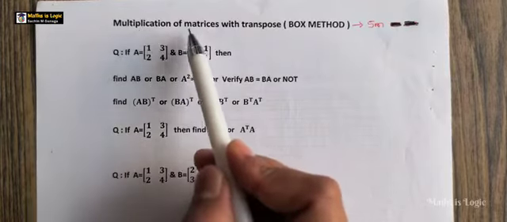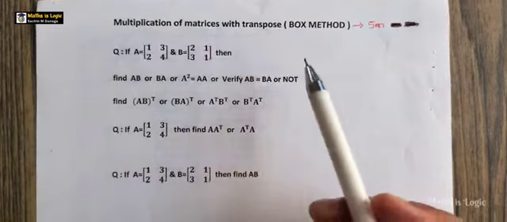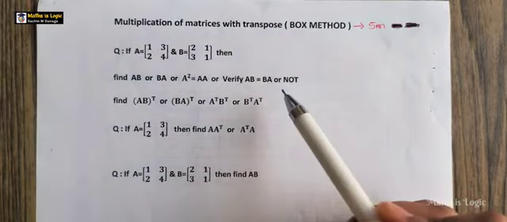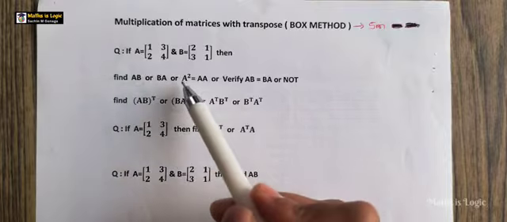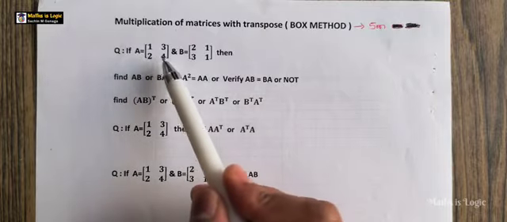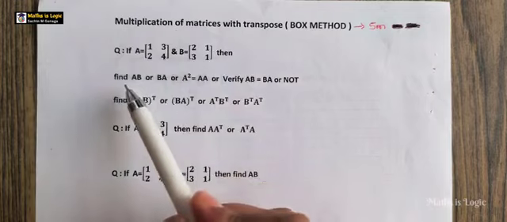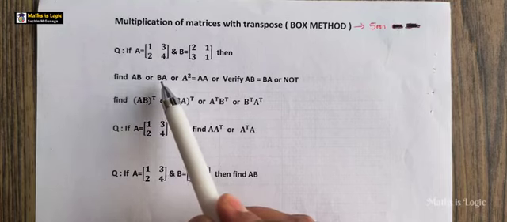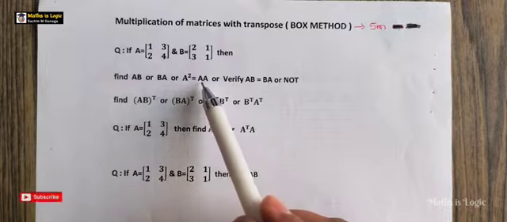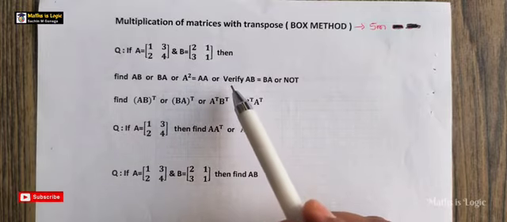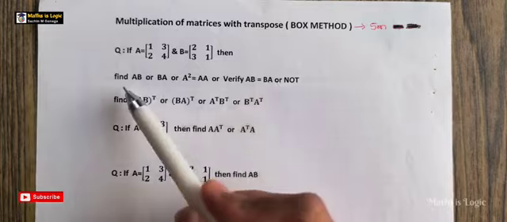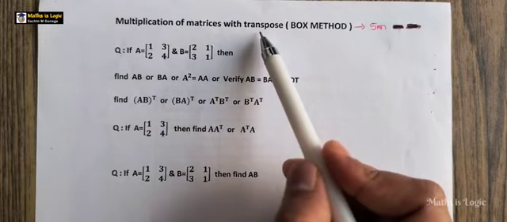So next, multiplication of matrices with transpose. If multiplication comes, remember which method here? Box method. So these are the possible examples they may ask without using transpose. That is, A value they will give, B value they will give, then they will ask find AB, or else find BA, or find A square. When A square comes, that time you should write A into A. Otherwise they may ask verify AB is equal to BA or not. These are the questions without using transpose.